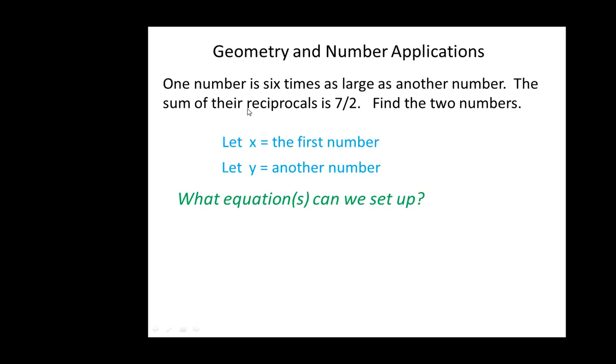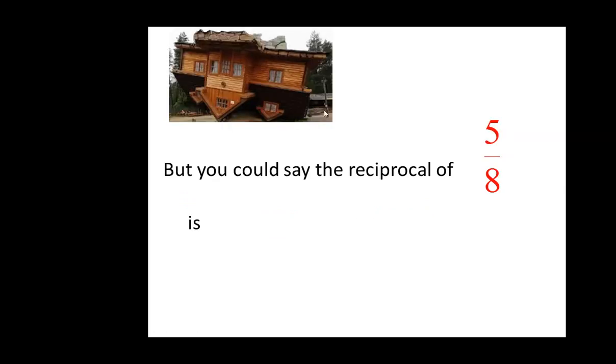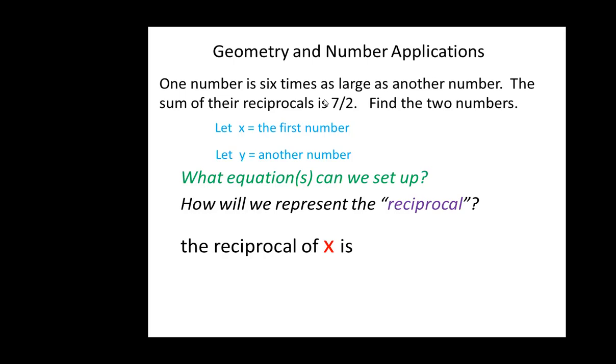And this is perhaps a little tricky because notice it talks about reciprocals. And how are we going to represent the reciprocal of a number? Well, let's think for a minute. The reciprocal of 5/8 is 8/5. But you could also say that the reciprocal of 5/8 is 1 over 5/8. And in fact, 1 over 5/8 is 8/5. But this means we could say that the reciprocal of x is 1 over x. That's what we're going to use when we go to set up our equations. We're going to use the fact that the reciprocal of x is 1 over x.